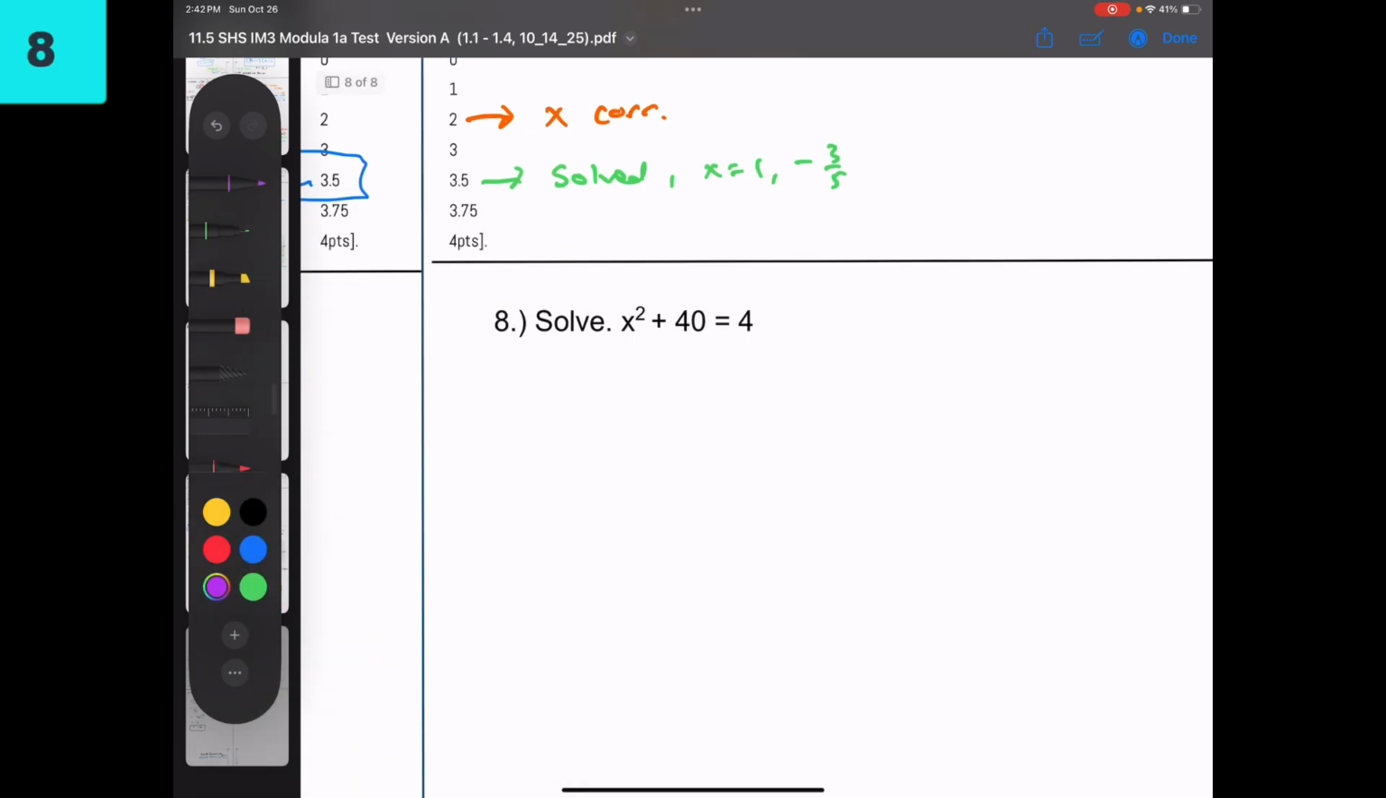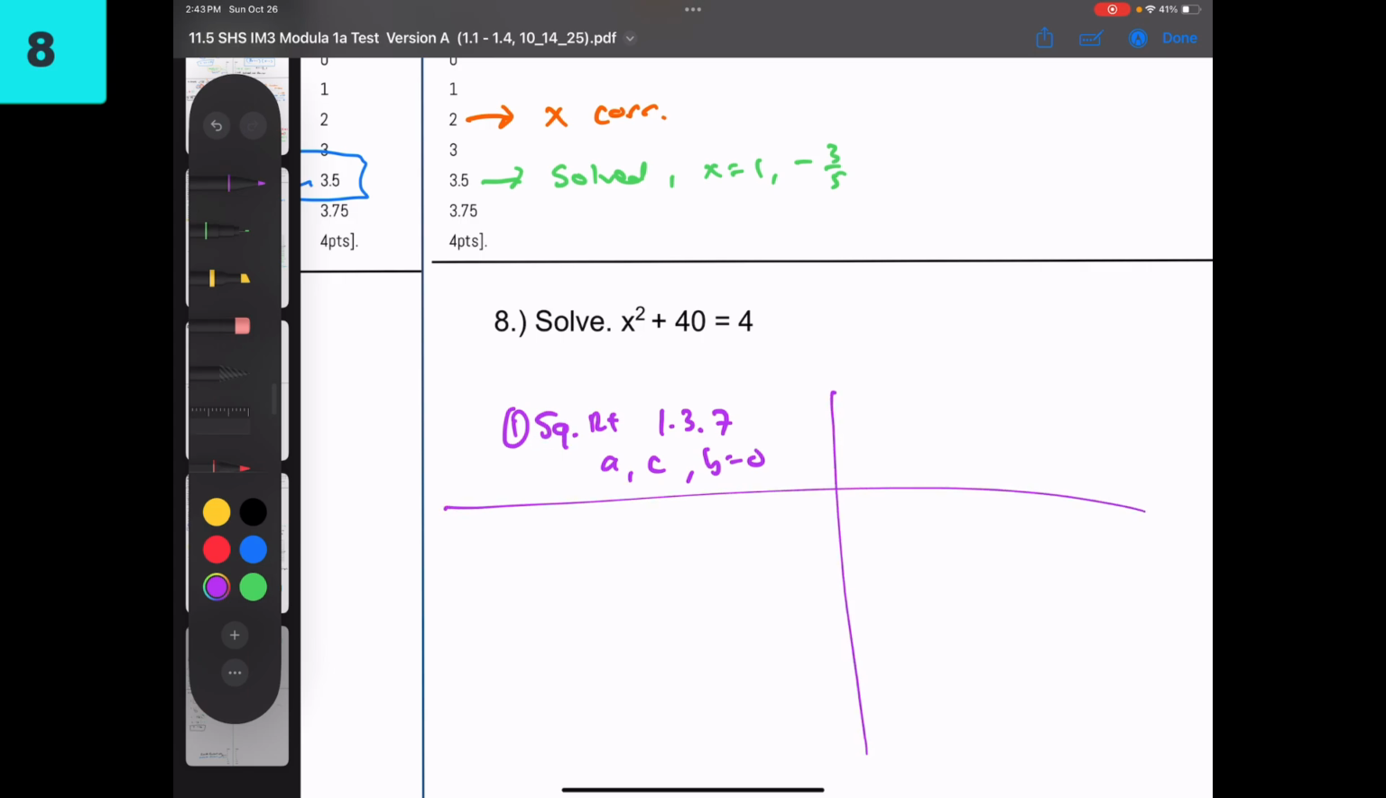Two ways to solve this one. You could do the square root, which was in packet 1.3, I'm guessing here, 7. It's because you want just the a and c values. Your b value is 0, which we do have here. Okay, so the square root method means you want the a and the c to be opposite. Now you're already learning this in your 1.5 packet. To get rid of the power of 2, take the square root.